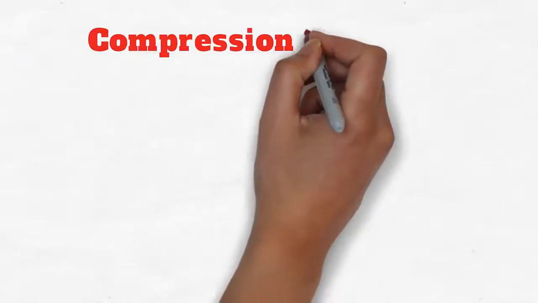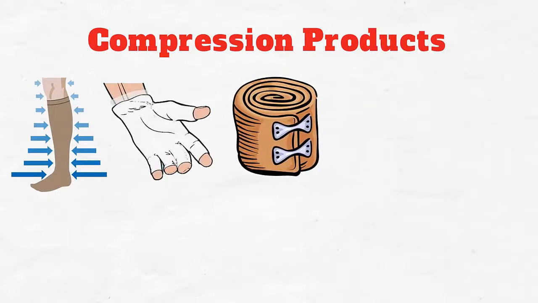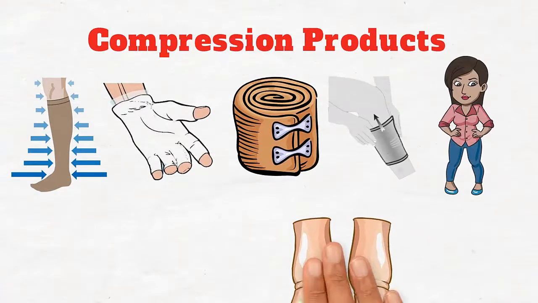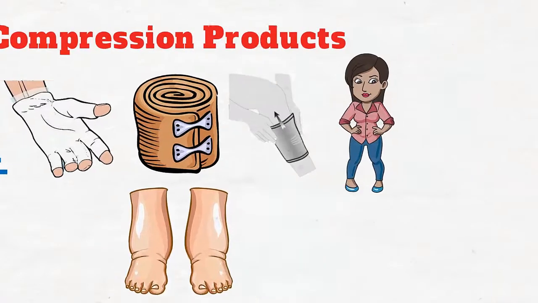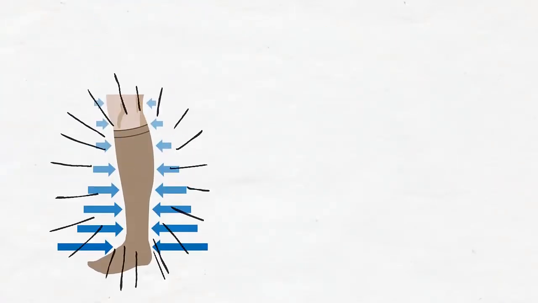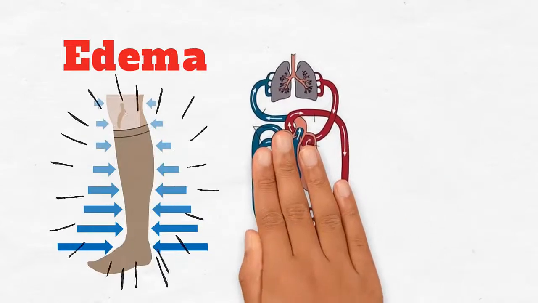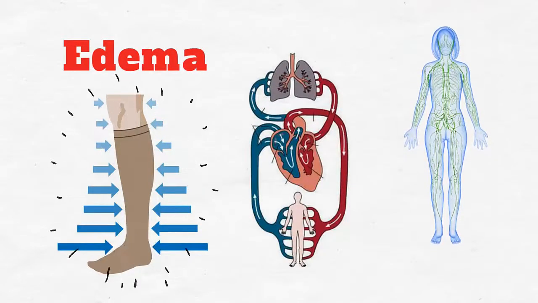Compression products. Compression stockings, gloves, bandages, sleeves, and garments may be helpful to reduce swelling from edema. The general principle of compression wear is to provide sufficient pressure on the body part affected by the edema. This encourages blood circulation and the return of fluids into the lymphatic system.